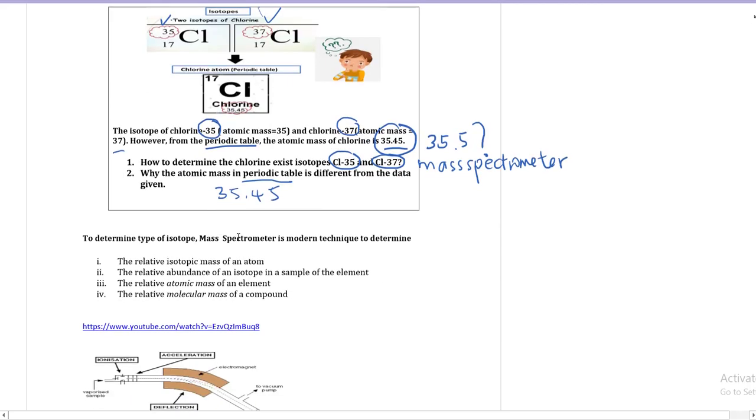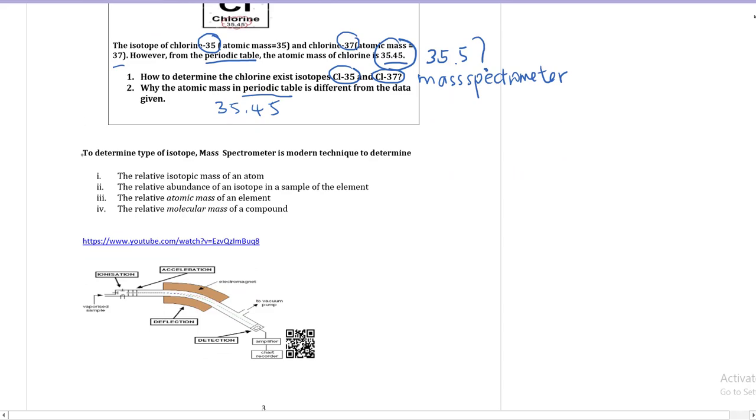Okay, now look, this is a mass spectrometer. A mass spectrometer determines the type of isotope. It is a modern technique to determine, first, the relative isotopic mass. They can know the mass. Number 2, the relative abundance of isotopes in a sample of an element. Abundance here means that, let's say you have carbon 12 and carbon 14. The percentage of carbon 12 existing in this world is higher than carbon 14. Let's say carbon 12 is 99% and carbon 14 is 1%.